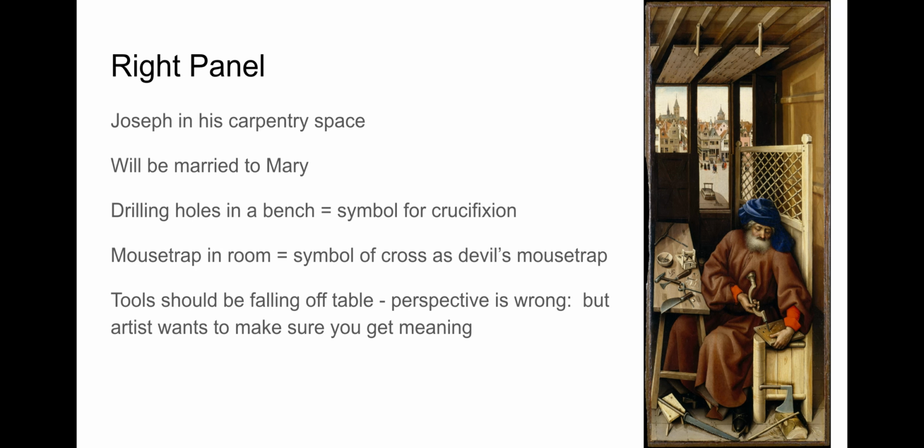And then last but not least, on the right-hand panel, you have Joseph, the future husband of the Virgin Mary. He is there in his carpentry space, his shop, that is open to the outside city, where he's selling mousetraps, and he is making mousetraps there in the center of the shop. He's drilling holes in a bench or in a piece of wood, and you can't help but think of the crucifixion and the hammering of holes into Jesus's wrists and ankles as he's crucified. He is making mousetraps, which in Christianity, the mousetrap is a symbol of Christ.